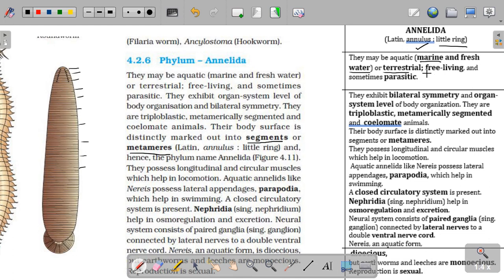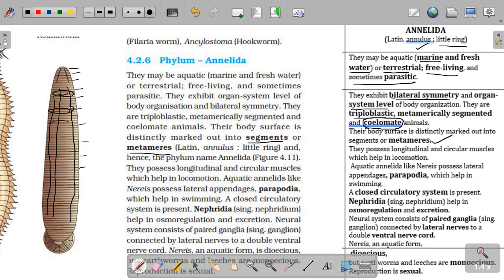They are not dependent on other organisms, and some of the forms are parasitic in nature. Body have bilateral symmetry, organ system level of organization, three-layered development, and the body is segmented, and they are coelomate organisms. They're all coelomate, having cavity in their body. Their body surface is distinctly marked metameres, and even the body consisting of longitudinal muscles. The body itself look like a longitudinal shape. So that's why they have longitudinal and circular muscles being present in the body, which give them the locomotion.